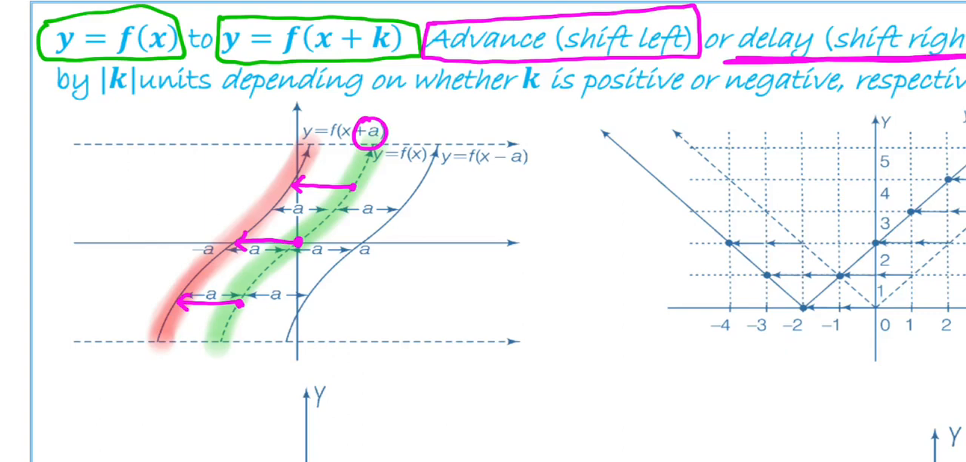Similarly, if we have to plot the graph for the function y is equal to f of x minus a, corresponding to each point, if I am talking about this point, it is shifted towards the right hand side. Every point is shifted towards the right, and the graph we obtain is this graph. So this is how we can plot the graph of the function y is equal to f of x minus a.